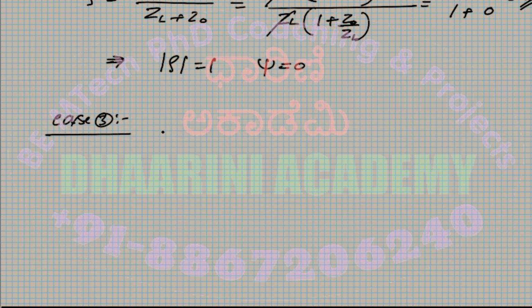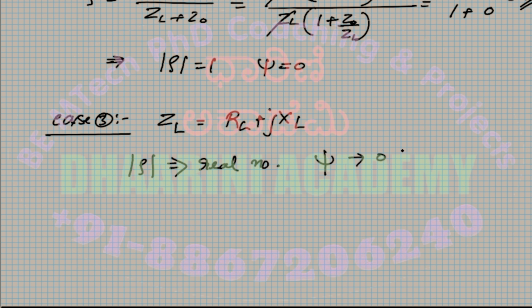In case 3, the ZL is a complex load such as RL plus jX. So we cannot calculate the rho value here because ZL is some arbitrarily written value. But I can understand that the magnitude of rho is a real number, and the psi value will definitely be between 0 less than or equal to psi less than or equal to 2 pi. This is for sure.